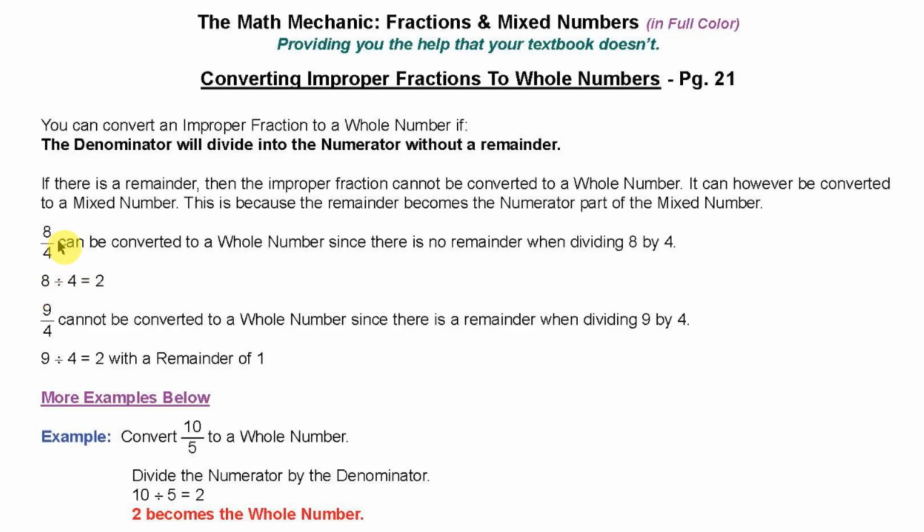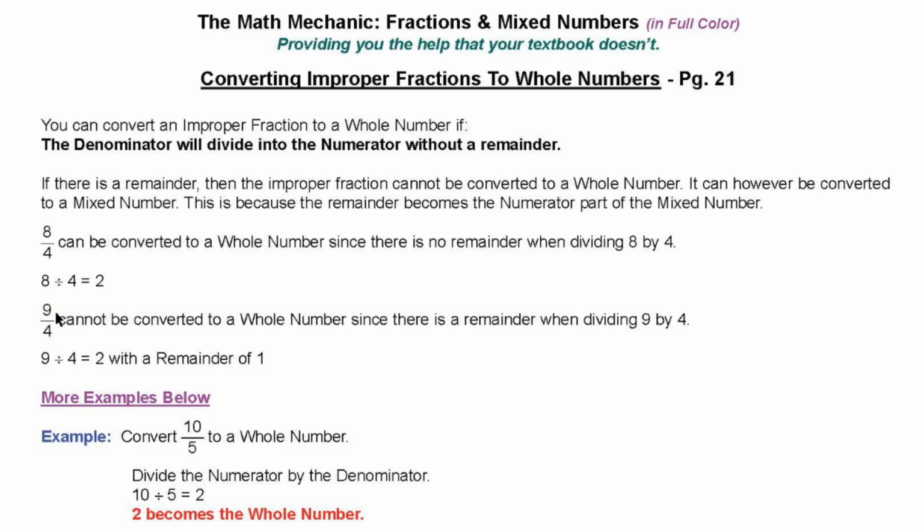Again, I will repeat. 8/4 can be converted to a whole number since there is no remainder when dividing 8 by 4. 8 divided by 4 equals 2. The numerator 8 divided by the denominator 4 equals 2. So that can be converted to a whole number.